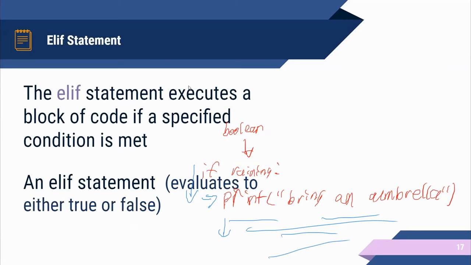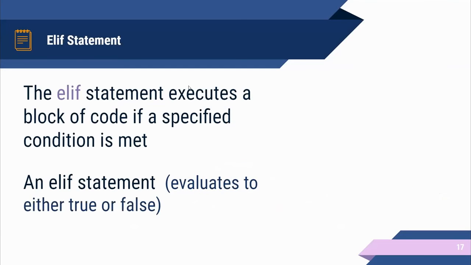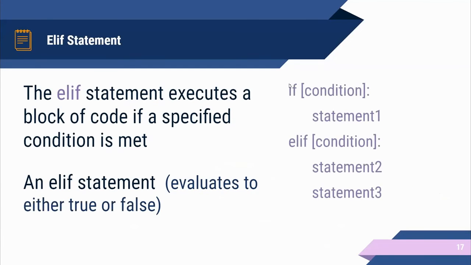All right, so elif statements execute a block of code if a specific condition is met, just like if statements. But instead of having as many if statements in a row all executing, once one elif statement is true and evaluates, it will break out of the block of code. So I'm going to show an example of this.